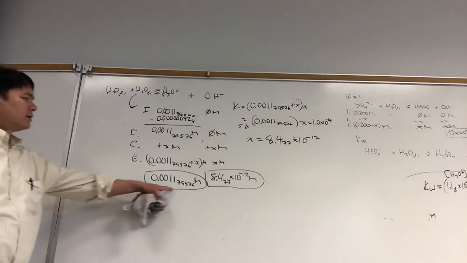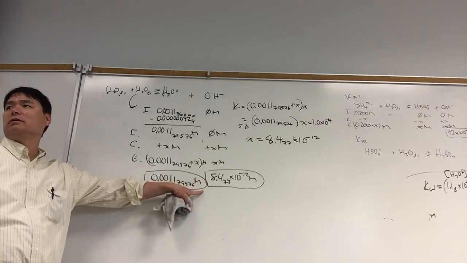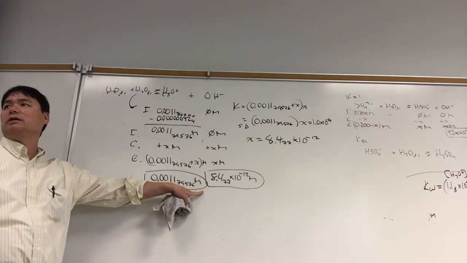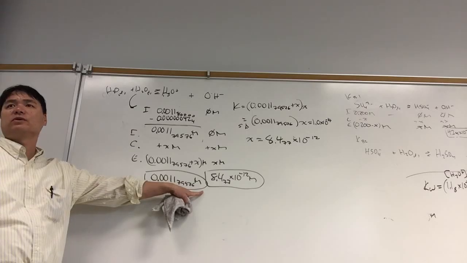And so we double check these. Does this multiply out to 10 to the minus 14? 1.0 times 10 to the minus 14.